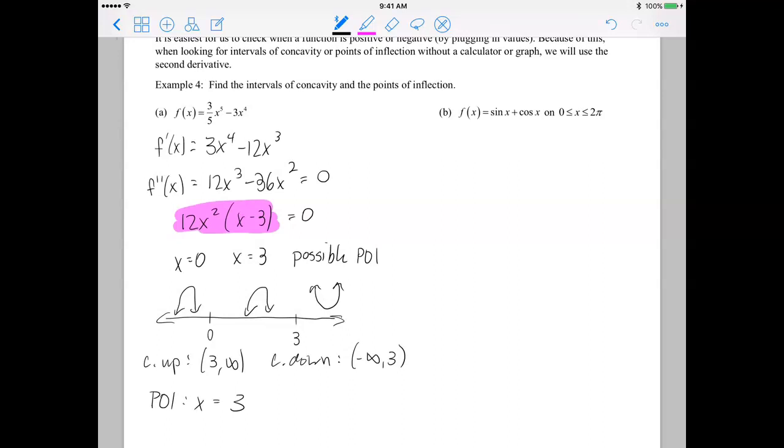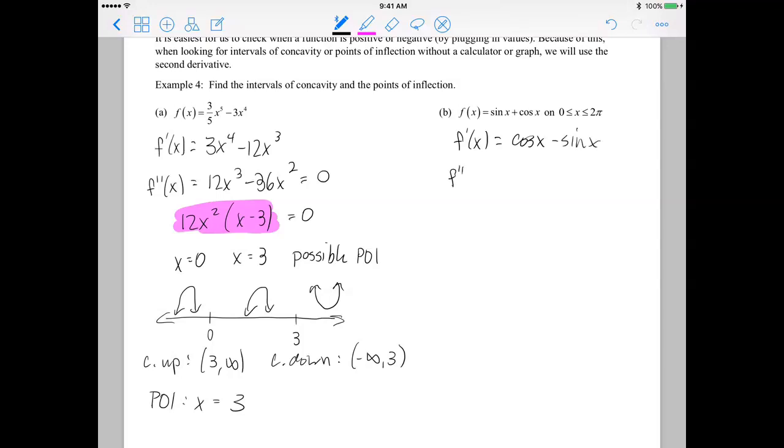Example B is a similar problem, although it has trig in it, so we're going to have to remember our trig values and some things about the unit circle. So if I first take the first derivative, f prime of x is equal to cosine x, and then the derivative of cosine x is going to be negative sine x.